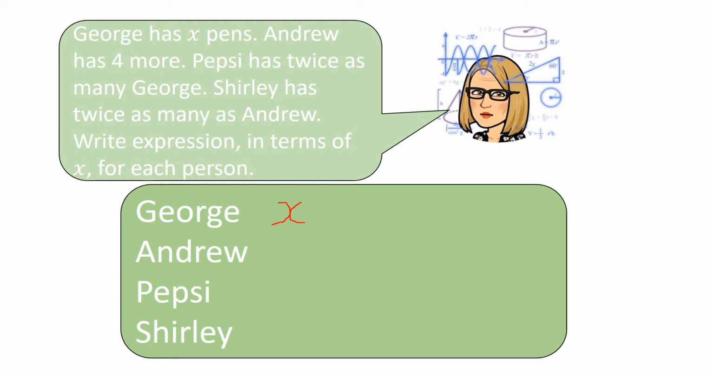Now Andrew has got 4 more. So whatever George has got, Andrew has got 4 more than that. So we know that George has got X. So Andrew has got X plus 4. Pepsi has got twice as many as George. So whatever George has got, X, Pepsi's got twice that. So we can say that she has got 2X.